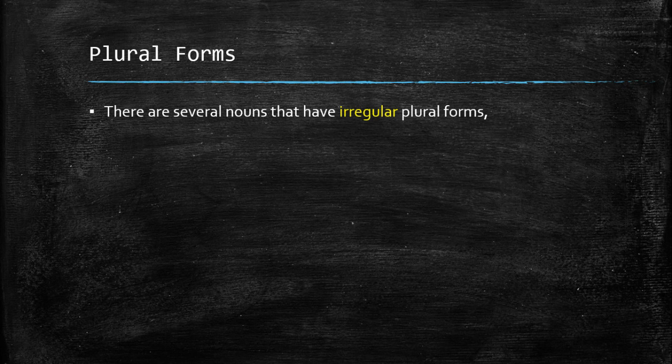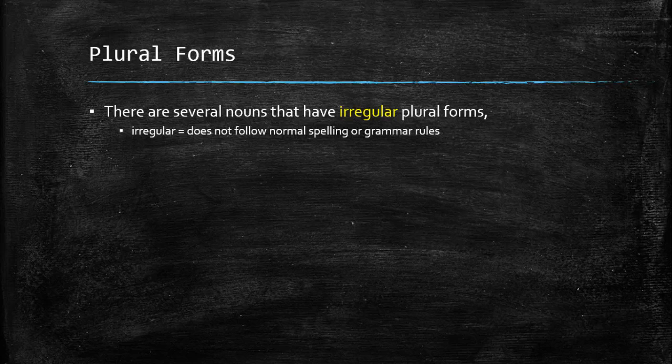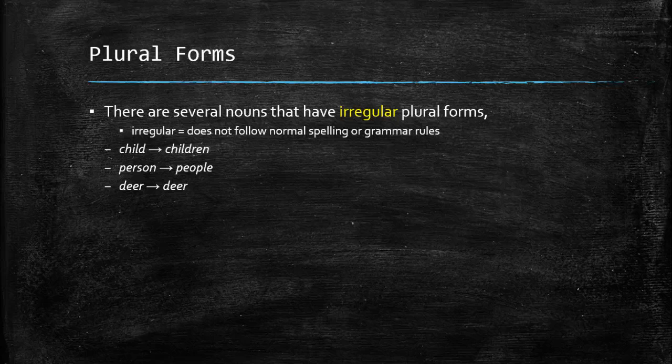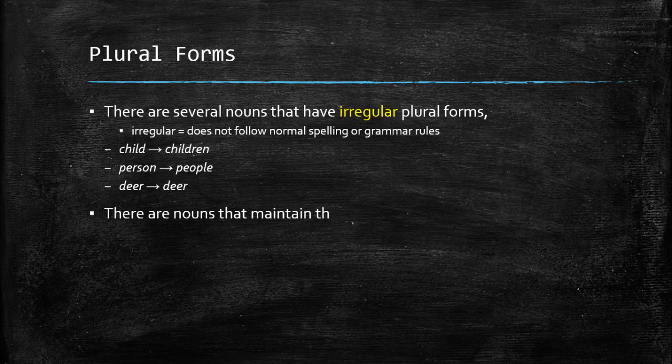There are several nouns in English that have irregular plural forms. What that means, irregular in grammar, means that it does not follow a normal spelling or grammar rule. That's what irregular means. For instance, child, plural form of that is children. We don't just add the S or anything like that to child, childs. We say children. Person becomes people. Deer, and the plural for deer is just deer. That's still considered irregular because it's not the conventional way of just adding an S.